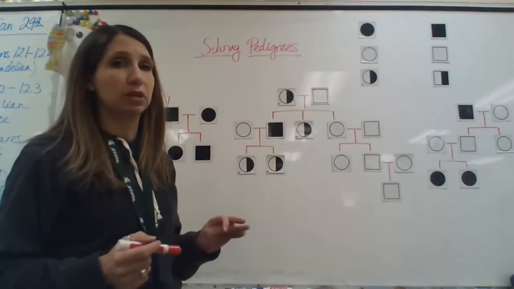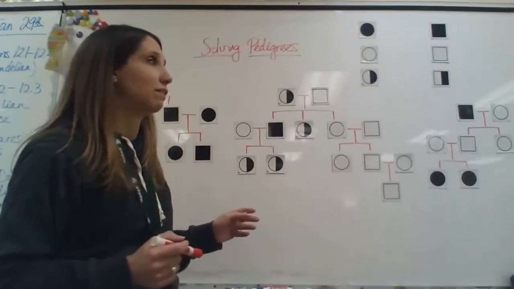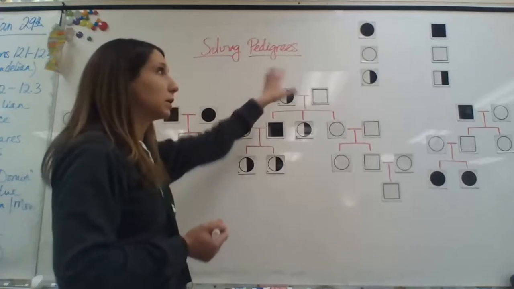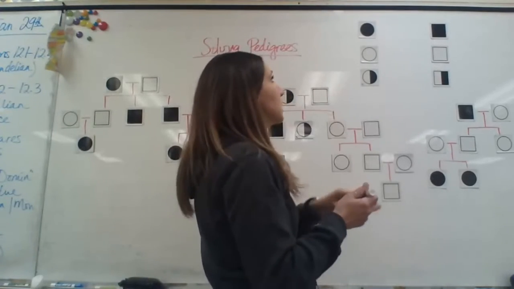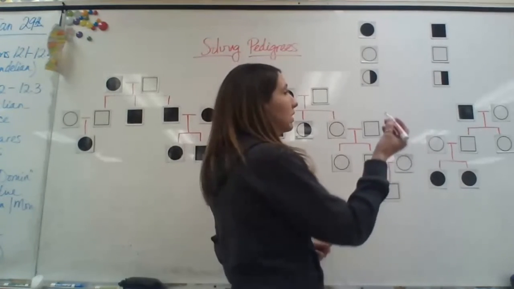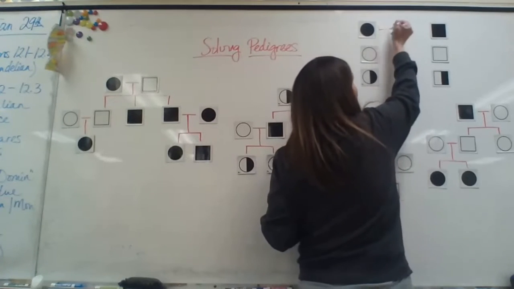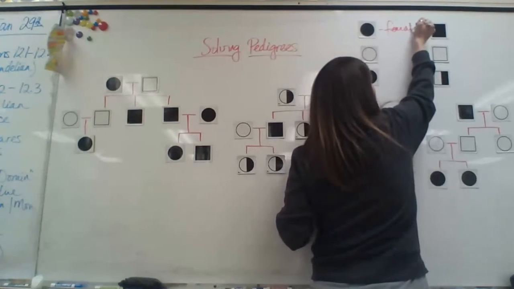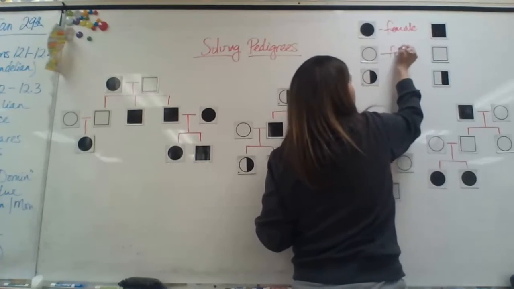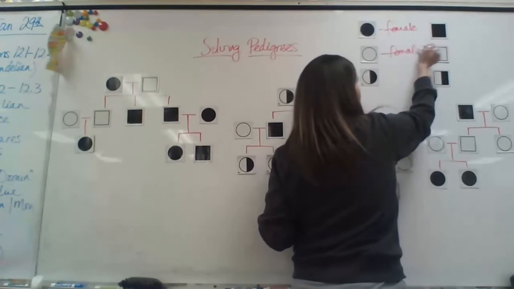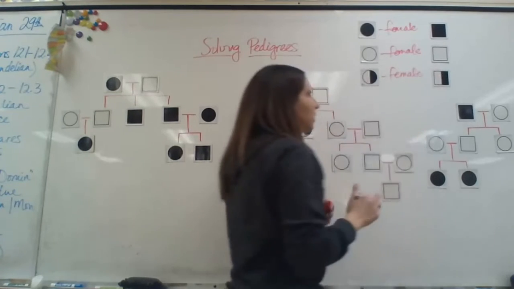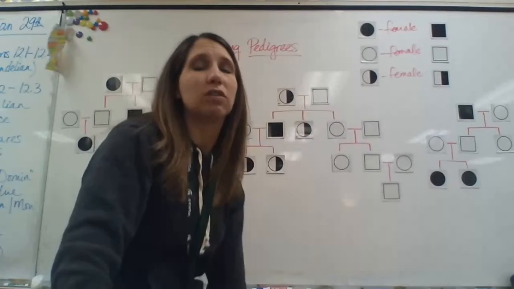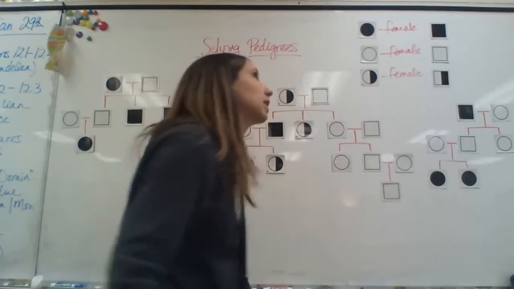First couple of things. With a pedigree, we first want to identify what the symbols represent, right? So up here, I'm treating this as if it's my key for this one. If you remember, the circles represent females, all right? So any circle on this, I'm going to go ahead and label female. Whether it's filled in completely, not filled in at all, or filled in halfway tells us whether or not they have a specific trait, okay?